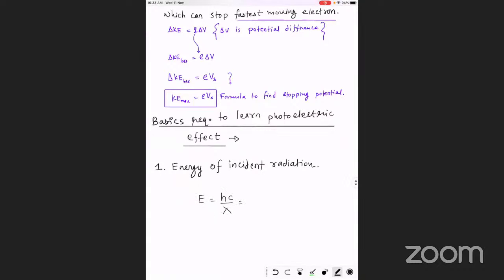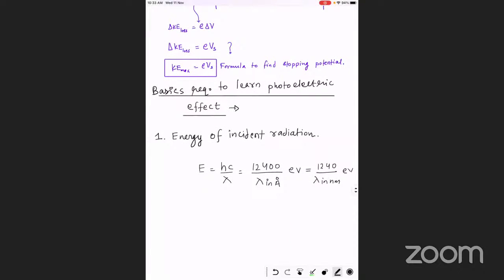hc by lambda, but for fast calculation we will write 12,400 divided by lambda in Angstrom. So energy will become in electron volt, or else you can write 1240 divided by lambda in nanometer. So you'll get energy in electron volt. Okay, for fast calculation you can write like this. Okay, now answer my one question on the basis of this information.